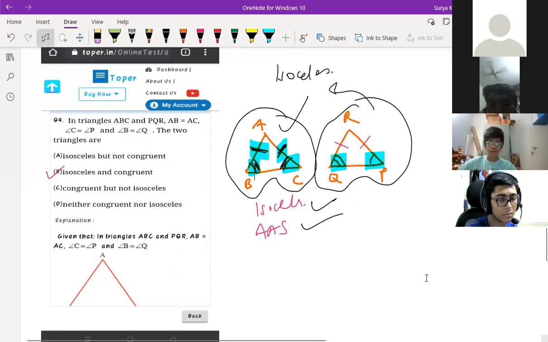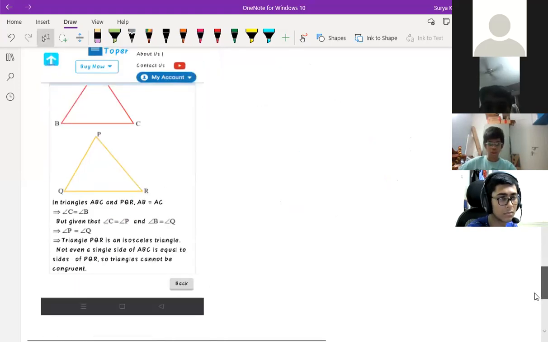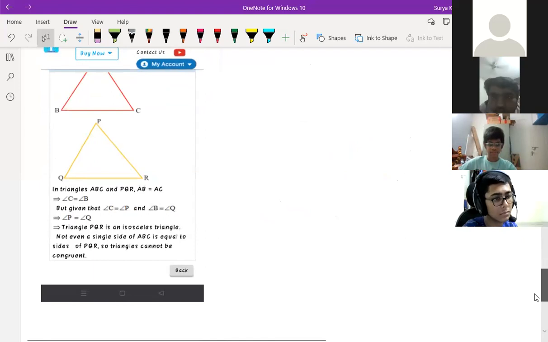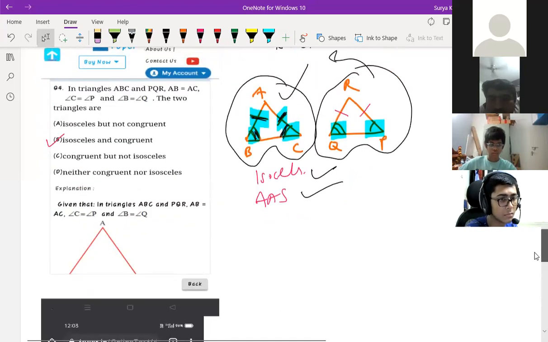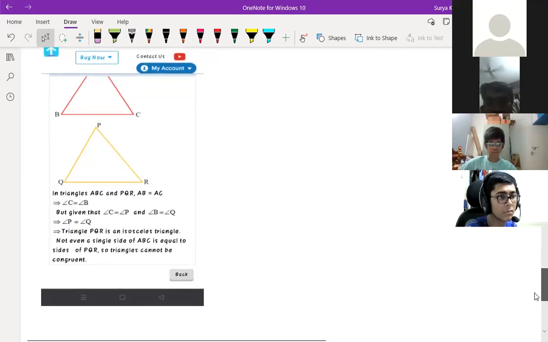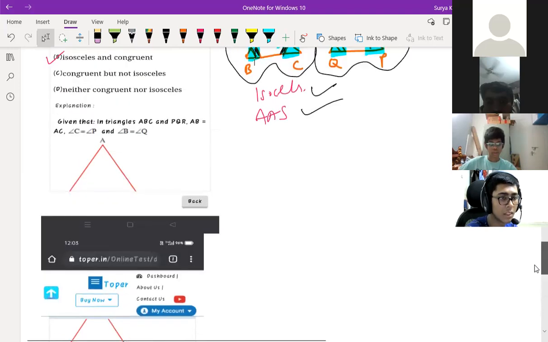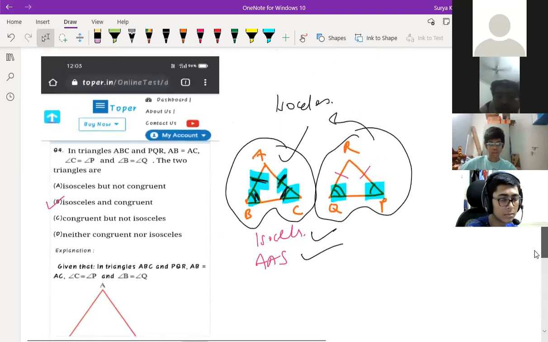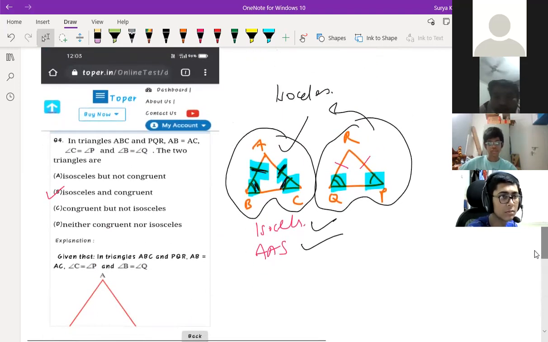What is the answer they have given here in the question? In triangle ABC, AB is given, but triangle PQR is an isosceles triangle, but not even a single side of ABC is equal to PQR. Correct. This is not congruent. This is isosceles but not congruent. Satvik? Yes, sir, because angles are equal but there is no such information given that sides are equal.